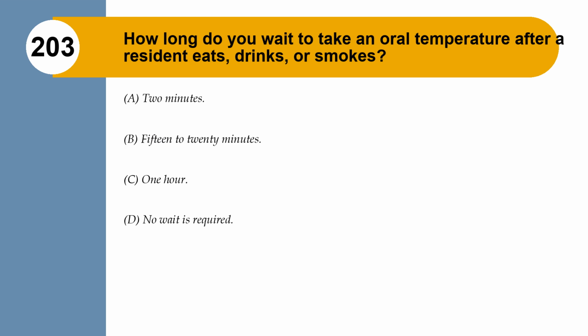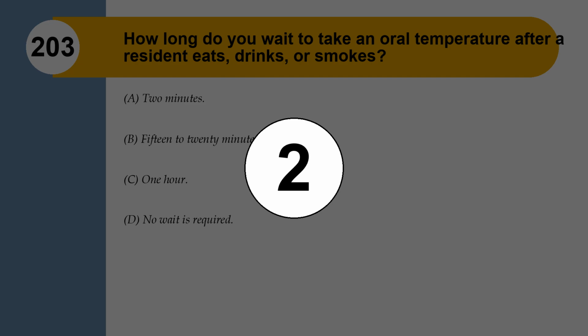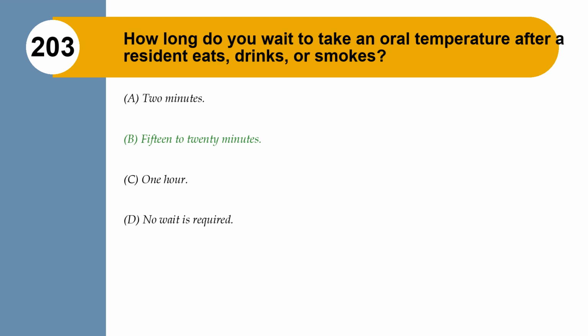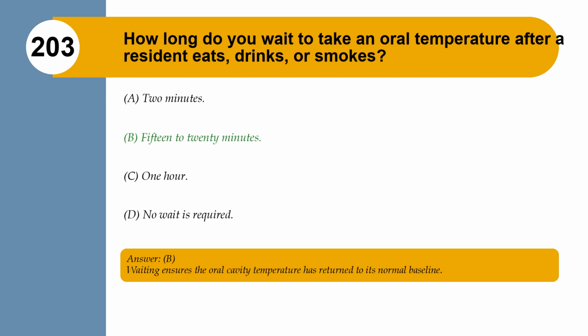Question 203. How long do you wait to take an oral temperature after a resident eats, drinks, or smokes? Option A, 2 minutes. Option B, 15 to 20 minutes. Option C, 1 hour. Option D, no wait is required. The correct answer is option B, 15 to 20 minutes. Explanation: waiting ensures the oral cavity temperature has returned to its normal baseline.